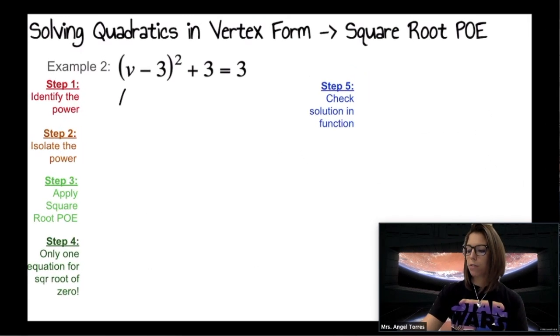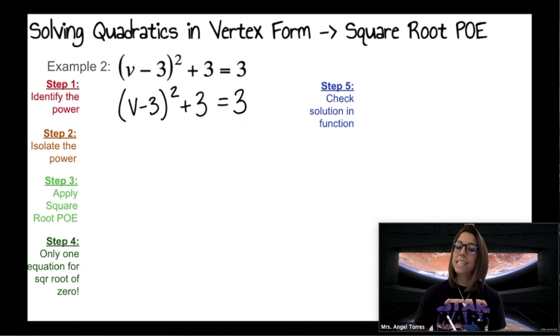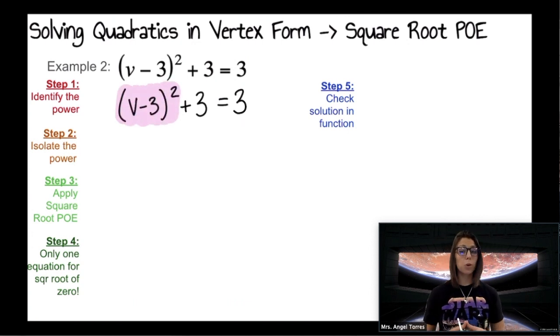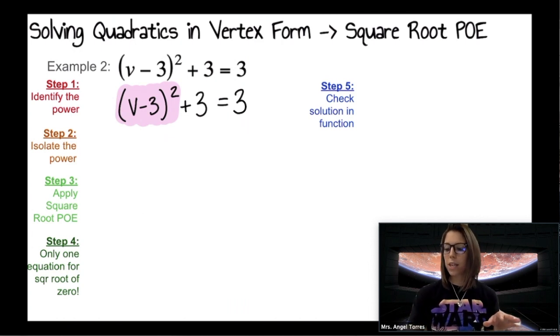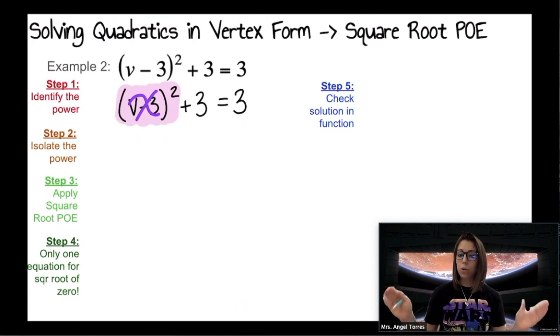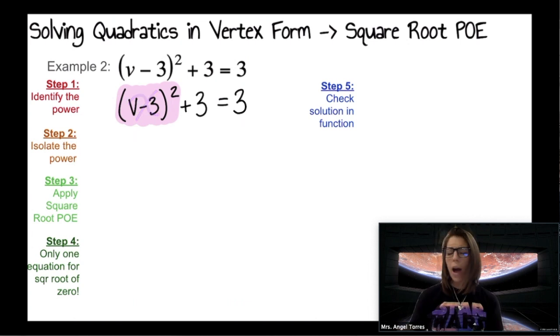So example 2, the function is quantity v minus 3 squared plus 3 equals 3. Step 1, identify the power or the square that we need to isolate. In this case, our power happens to have a base that is a group. That doesn't matter. If you need to, imagine that this were one big variable x or something. Don't worry about the fact that it has a group. That is a power, and we need to isolate that power so that we can undo the square with our square root property. So how are we going to do that?